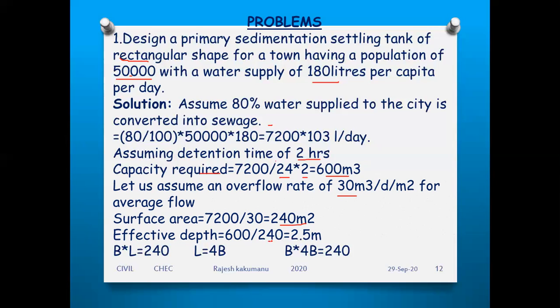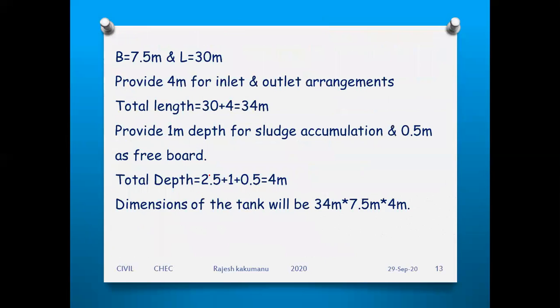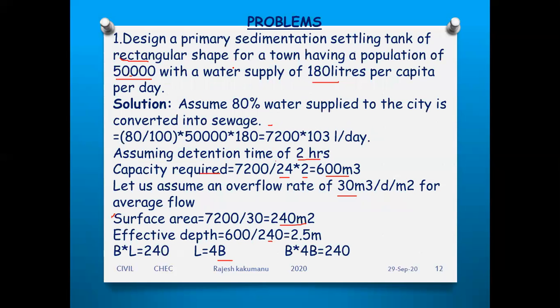Then the breadth into length is equal to 240. If you take the surface area, that is length into breadth, which is 240. What is the length here? The length is equal to 4 times the breadth. Therefore, B into 4B is equal to 240. Now substituting, B is equal to 7.5 meters and L is equal to 30 meters.